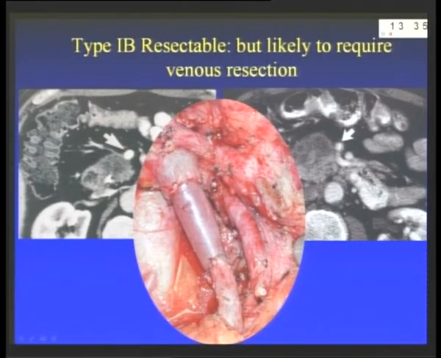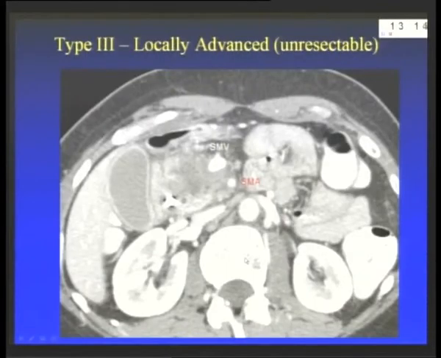The technique that we and others have used is interposition grafting, in this case, a segment of internal jugular vein that we use. And you see the dissection plane that we and others use, which is along the right lateral surface of the superior mesenteric artery with direct identification and ligation of the arterial branches as outlined here.